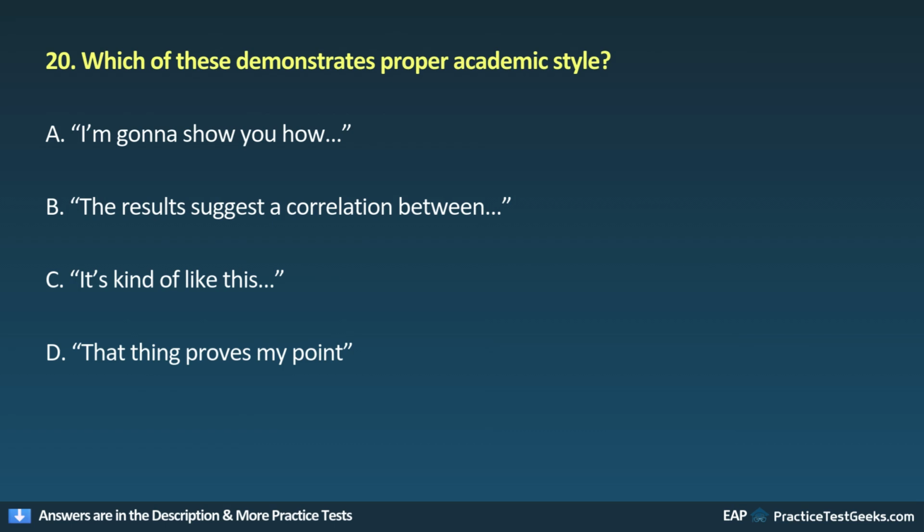20. Which of these demonstrates proper academic style? A. I'm going to show you how. B. The results suggest a correlation between. C. It's kind of like this. D. That thing proves my point.